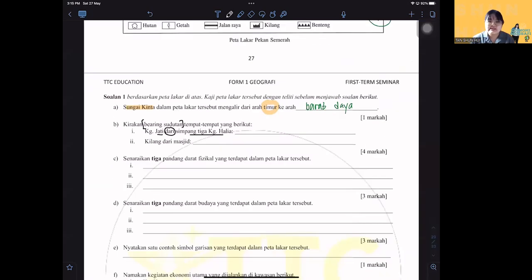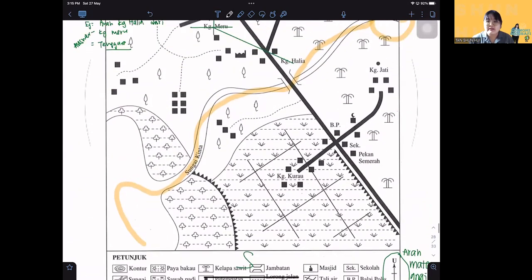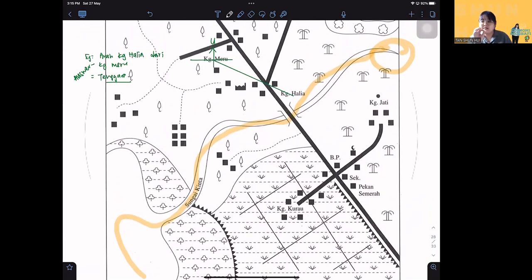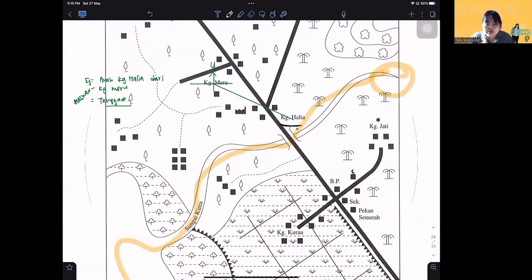Halia, yes. So, let's go look at Halia. Now, be careful. What is Simpang Tiga? Simpang Tiga means a T-junction. So, Kampung Halia is here. Where is the T-junction? The T-junction is here. So, this is my titik rujukan. So, what do you do? Same. You draw an arah mata angin at the T-junction. Okay? And then go to Kampung Jati. Oh, they're very kind. They give you a dot there.